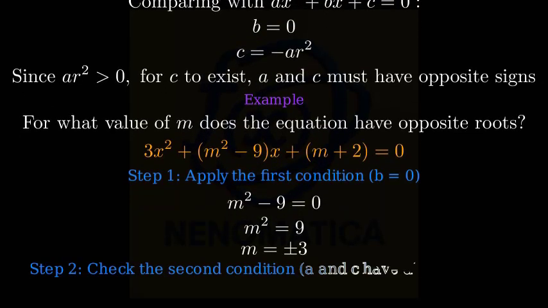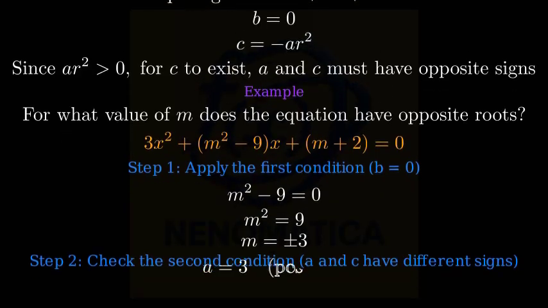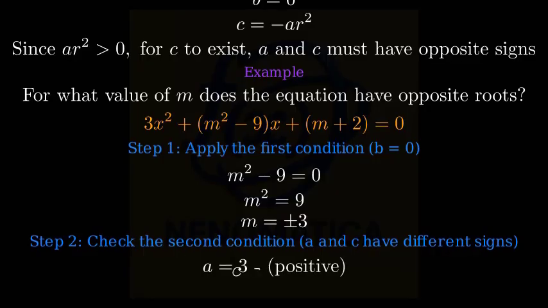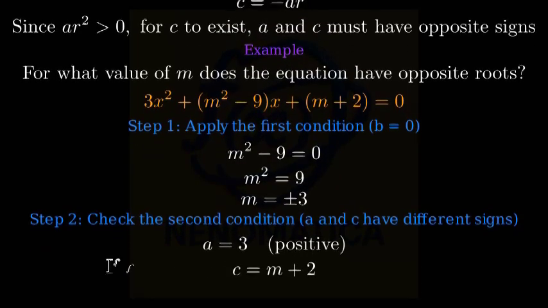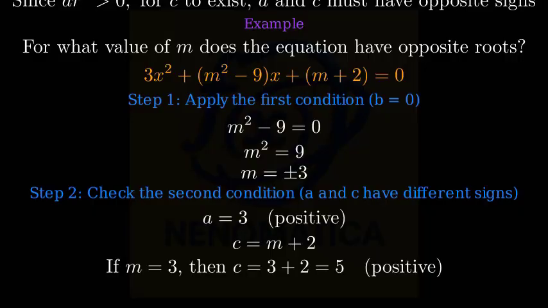Now, we also need to check the second condition. A and c must have different signs. Here, a equals 3, which is positive, and c equals m plus 2. If m equals 3, then c equals 3 plus 2, which is 5. Both a and c are positive, so they have the same sign.